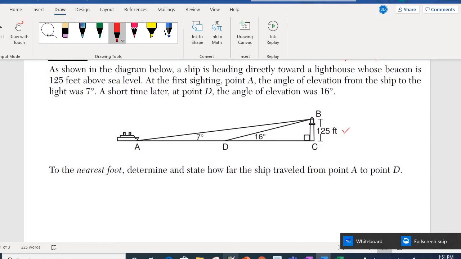Okay? So what I want you to see here is that we have two triangles. Actually, there's three triangles. There's the triangle with the 16 degrees, there's the triangle with the 7 degrees, and there's the big triangle ABC. Okay? Now, what do they want? They want the distance from A to D. I will label that as X.